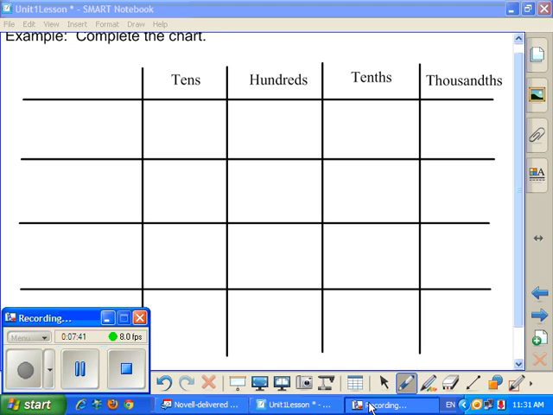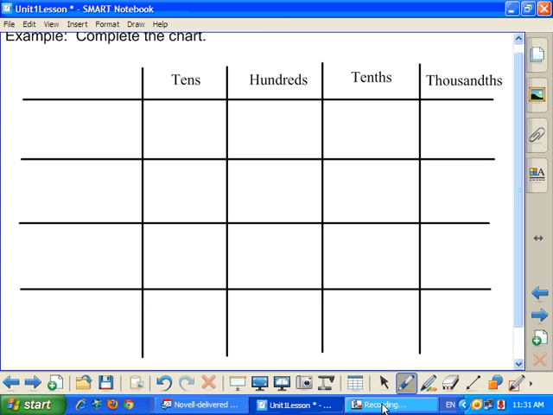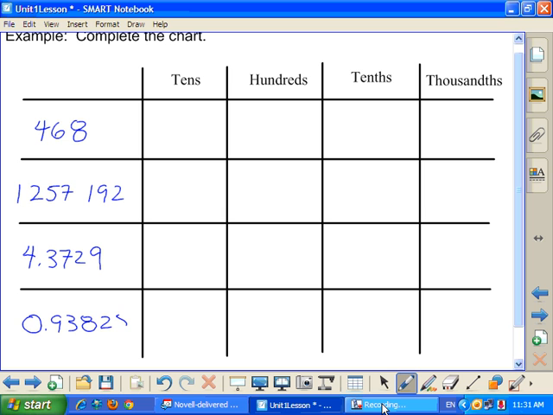And I think I got time. I do. Lots of time here. So let's do a couple examples here. So let's do 468. Let's do 1,257,192. Let's do 4.3729, and then let's do 0.93825. Okay? So you got to read the individual column here.